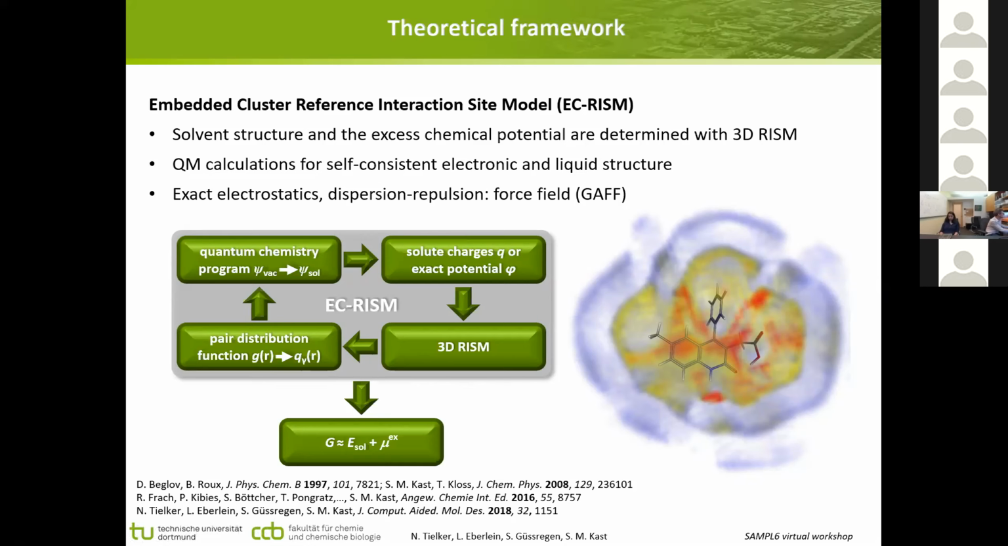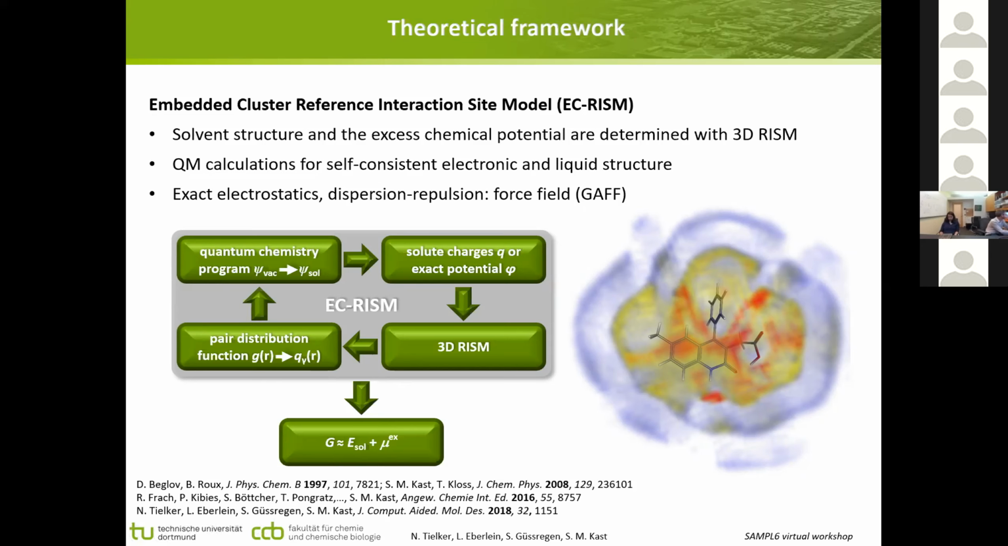It's basically the solvent distribution around the solute via the pair distribution functions, and we get thermodynamic quantities such as the excess chemical potential. And this solvent distribution around our solute can be translated for polar solvents such as water or octanol into background charges for another quantum chemistry calculation. And this is done iteratively, as I mentioned, until convergence. And then we have, on the one side, our wave function of the molecule in solution, which gives us the quantum chemical energy, plus the 3D RISM excess chemical potential. And we call this our free energy G.